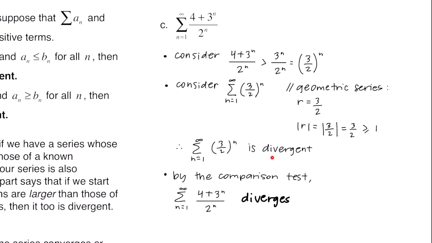So since this series diverges, and also because we know that this series has terms that are greater than this one, by the comparison test, we can conclude that this original series also diverges.